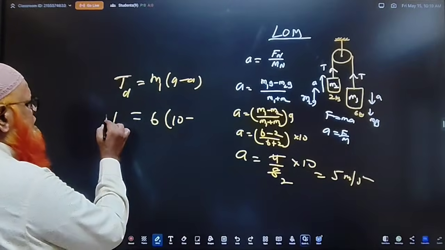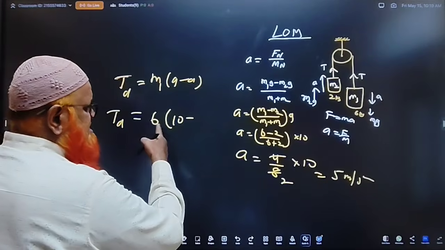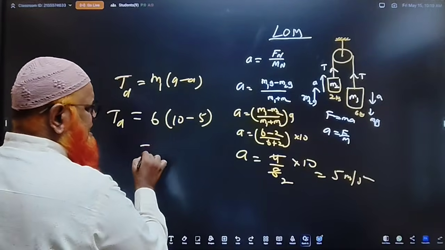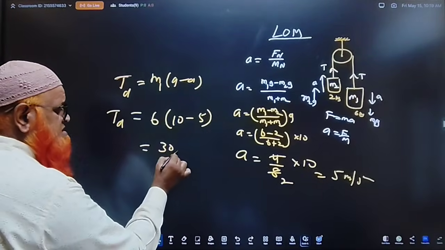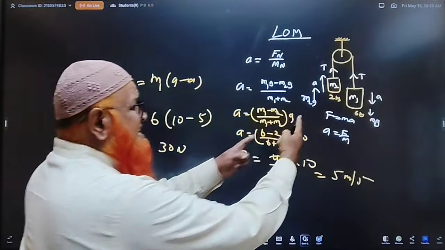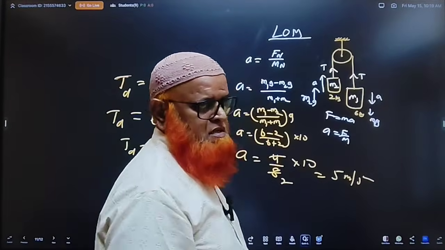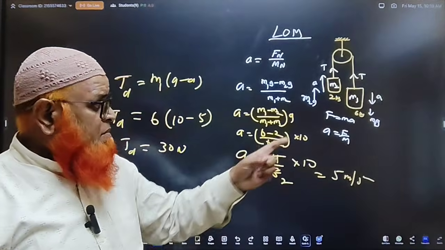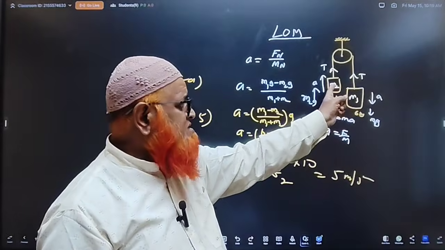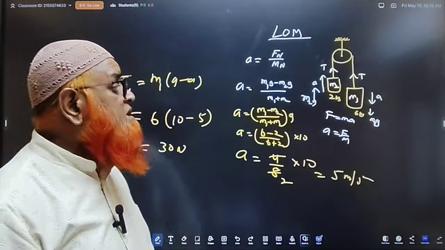So what am I going to get now? Tension downwards will become 6 into 10 minus 5. So our answer is going to be how much? 6 into 5 is 30 newtons. So tension down, because of the single thread law, same tensions. Where it's coming down, it's going up. But while coming down, you have to consider this mass. While going up, you have to consider this mass.